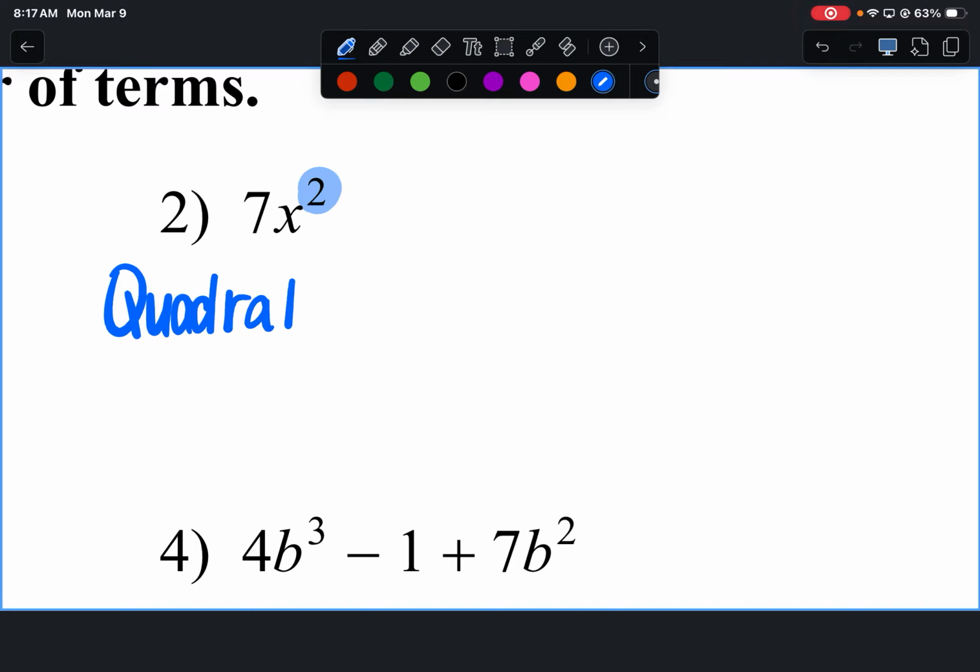How many terms is that? 1. If it's 1 term, it is a monomial. And that is already in standard form because it's only 1 term.